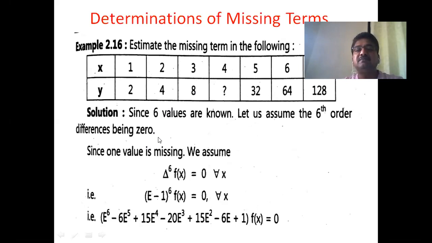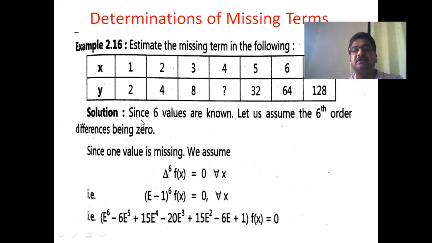Because we know that if we find the forward difference table, then we observe that if there are 6 values, the last column of the table is Δ^5 f(x). If 6 values are given, the last column of the forward difference table is Δ^5 f(x), and all further differences are 0. That is, if 6 values are given, then Δ^6 f(x) is equal to 0 for all x.